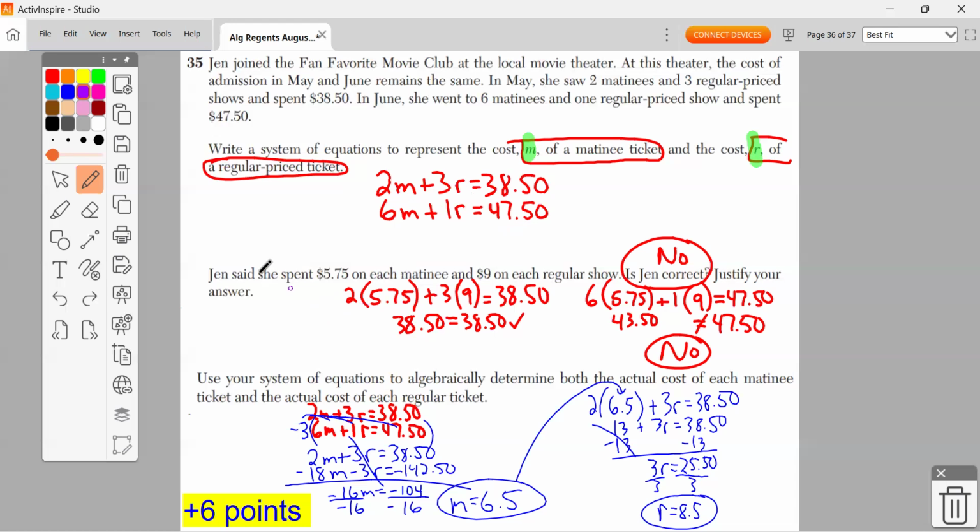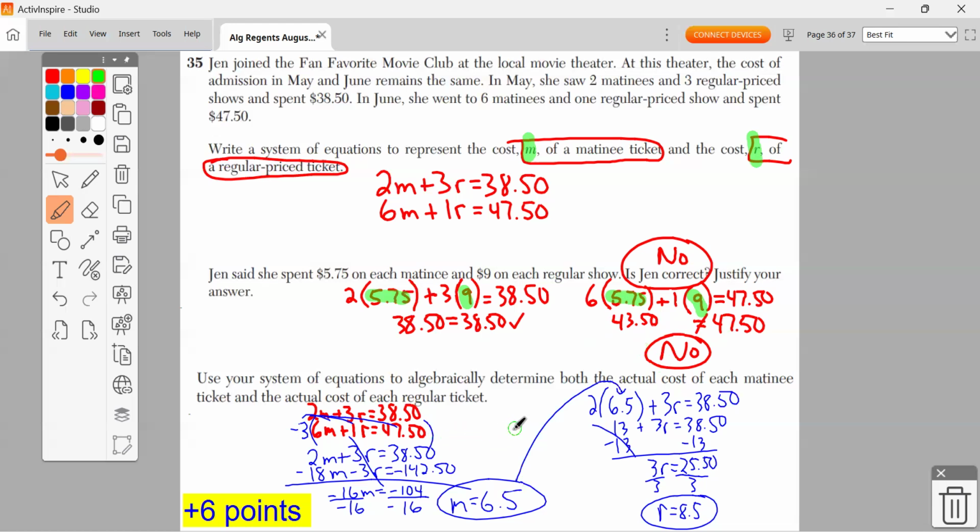The third credit comes from: Jen spent $5.75 on each matinee and $9 on a regular price. Is she correct? That's what she said she spent. We want to know if she's correct or not. Well, what you're going to do is sub those in for M and R. Sub in your $5.75 for M, your 9 for R. When you sub it into the first equation, it looks like it works. However, when you sub it into the second equation, it does not check. We get $43.50 on one side, $47.50 on the other side. So it does not check. Therefore, it is not the correct answer, because it doesn't check.